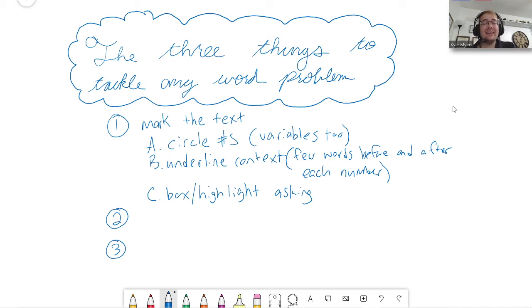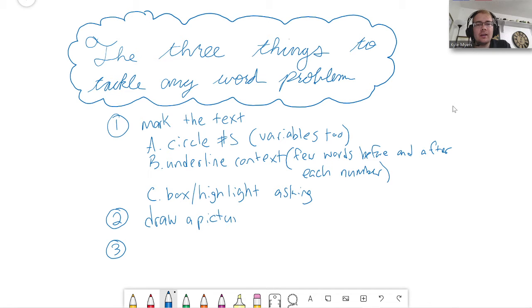Number one, I think, is probably the most important one out of the three. This next one, I would say, is actually the least applicable out of the three. It could be the most important in some problems, but draw a picture.